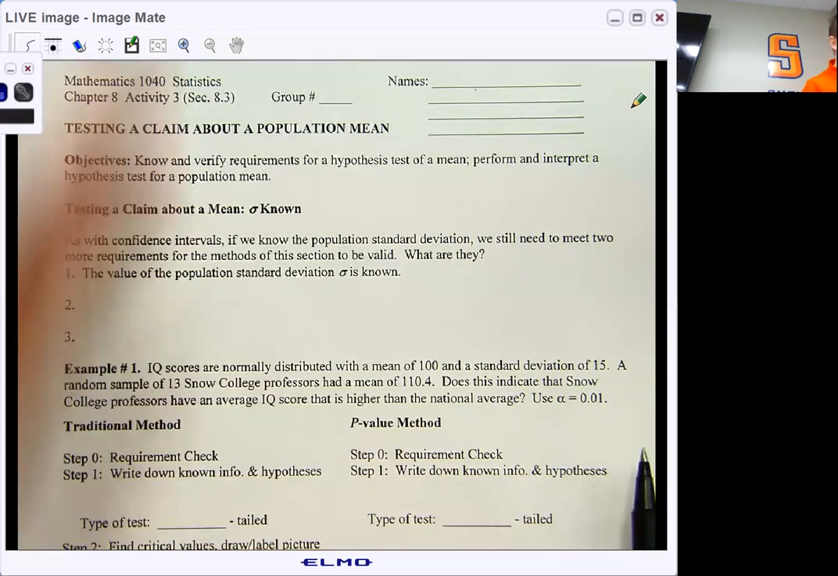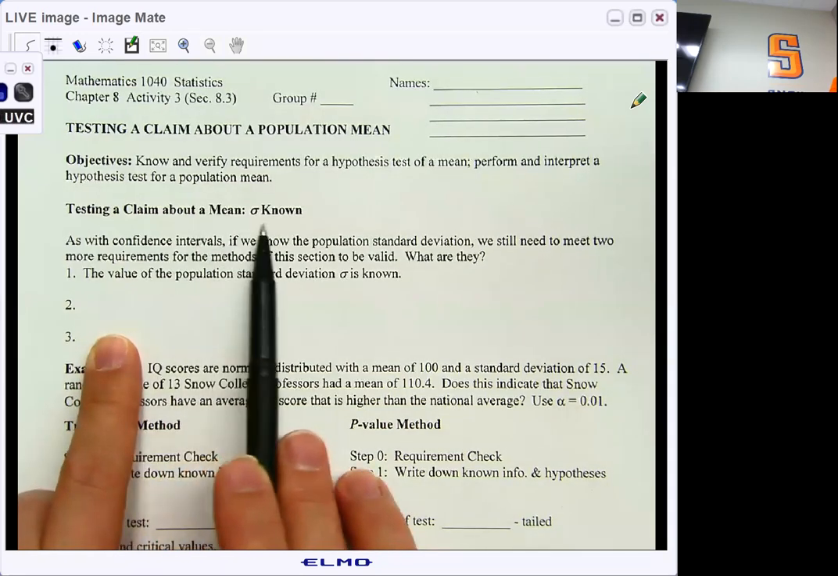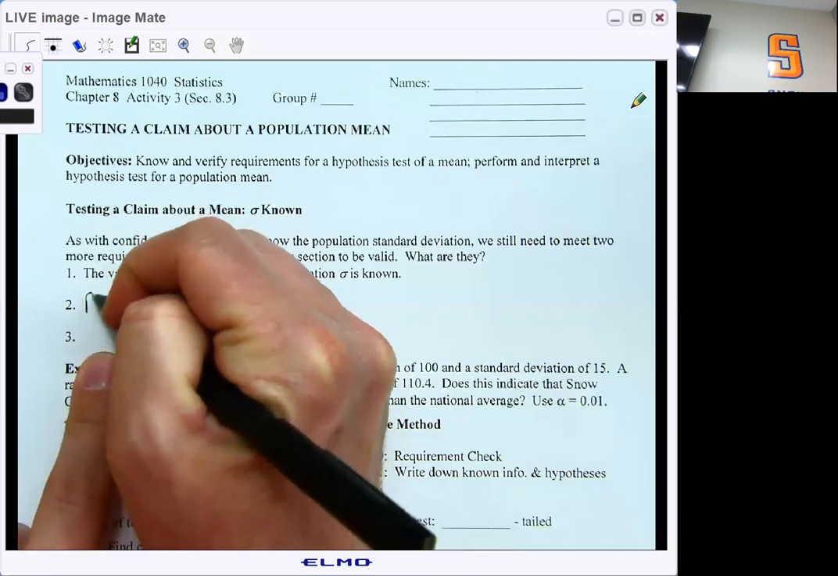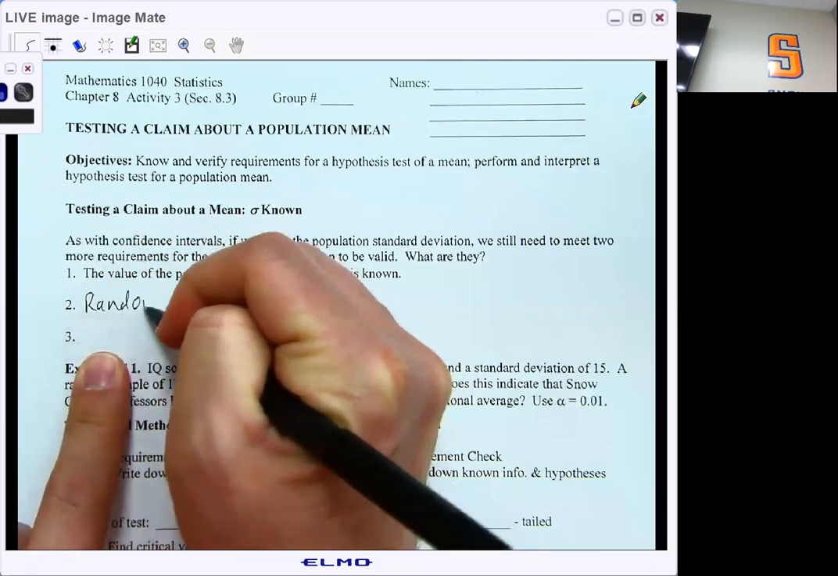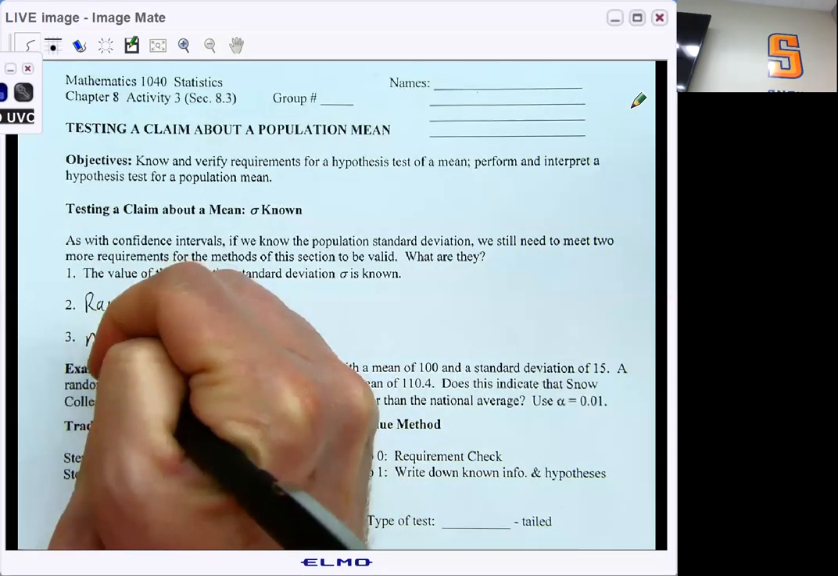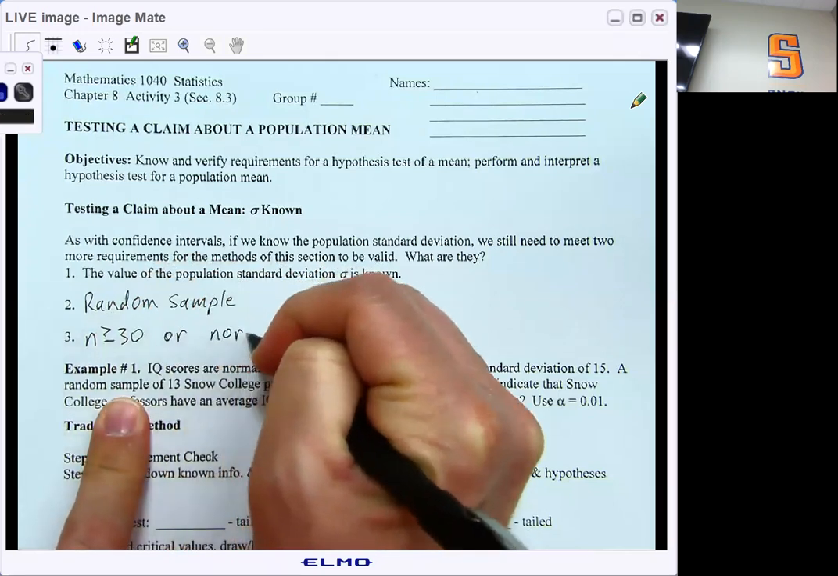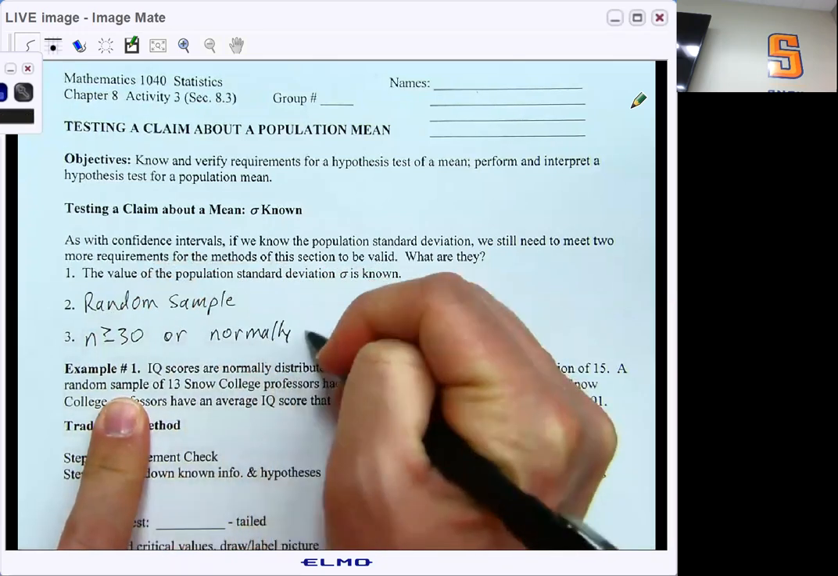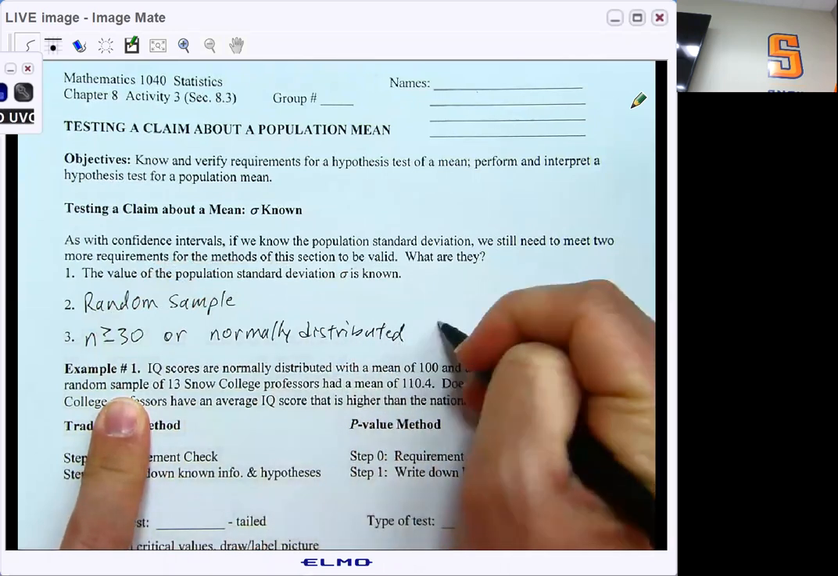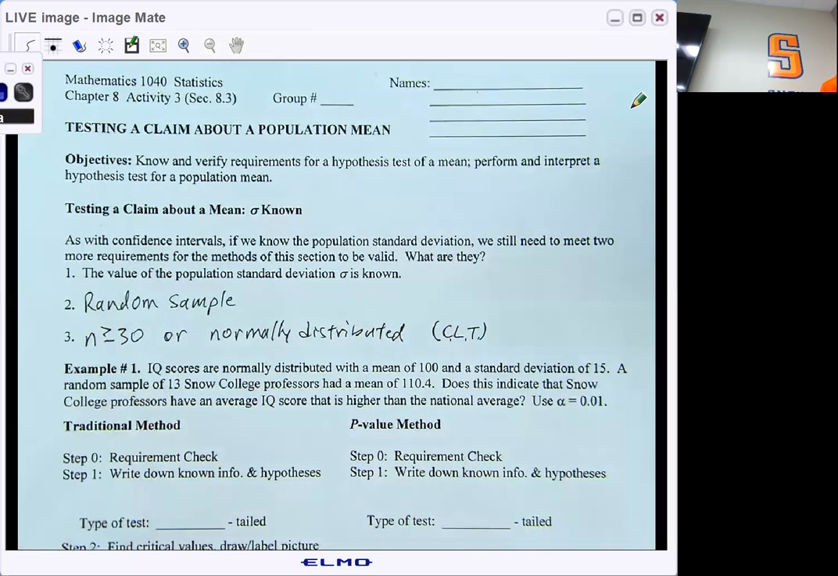So as usual, our requirements are to check if we do know the population standard deviation, it has to be known. Then, as always, we need a random sample, and we need n to be greater than or equal to 30, or the original population to be normally distributed. And once again, that's our good friend central limit theorem, why we had to do chapter 6.